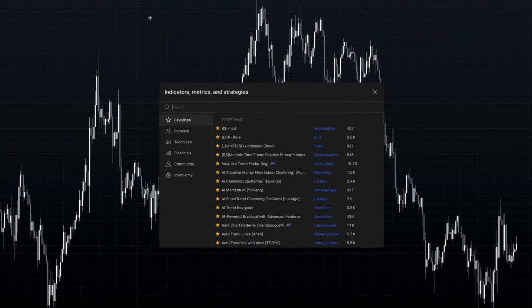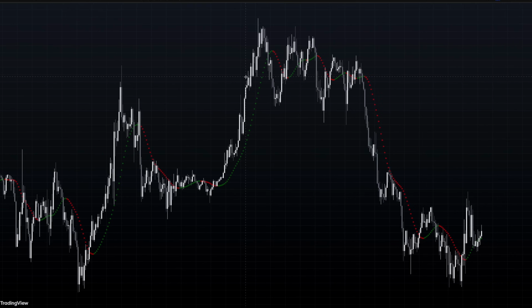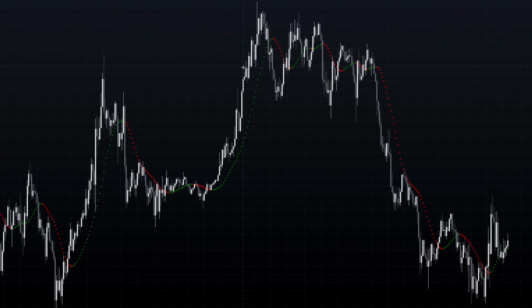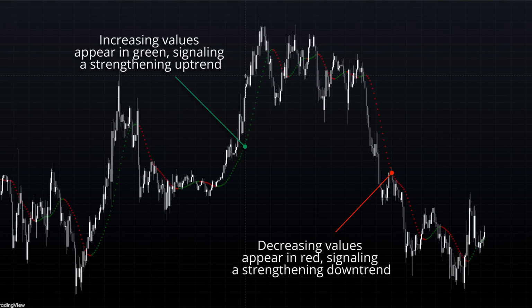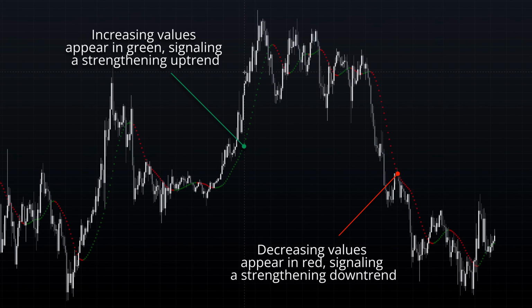The Coral Trend Indicator created by LazyBear is a smoothed trend-following tool that generates signals based on price action. This indicator processes price data through 6 iterations of smoothing calculations before applying a final formula to generate the trend line. The trend direction is determined by comparing the current value to the previous one, with increasing values shown in green, bullish, and decreasing values in red, bearish.